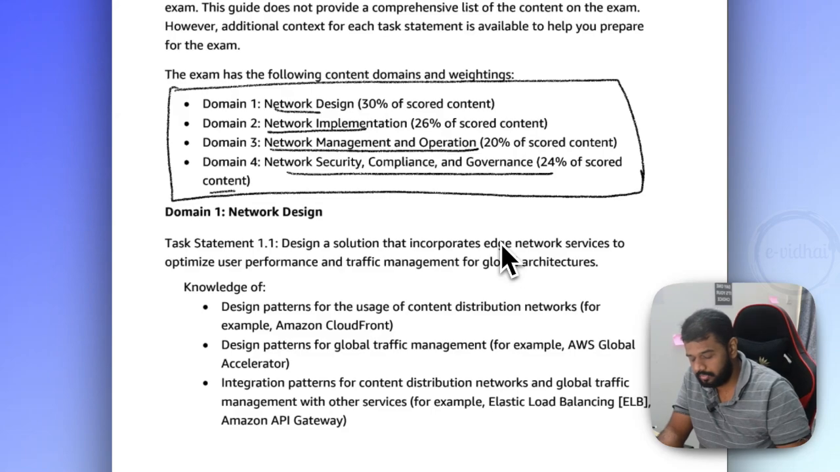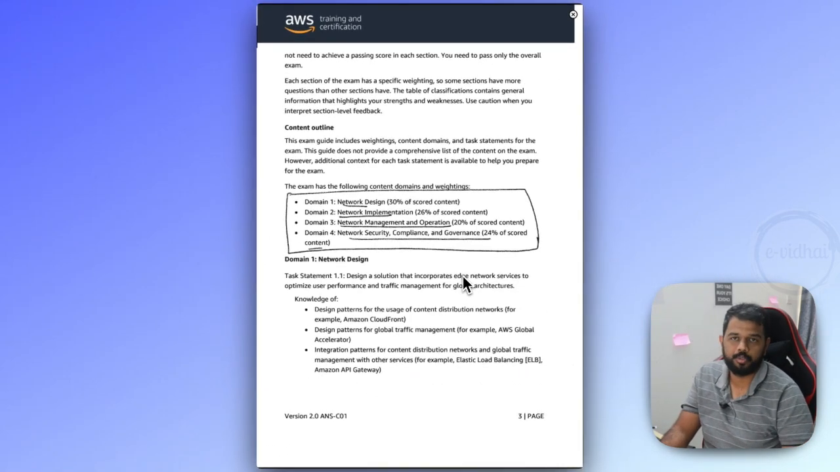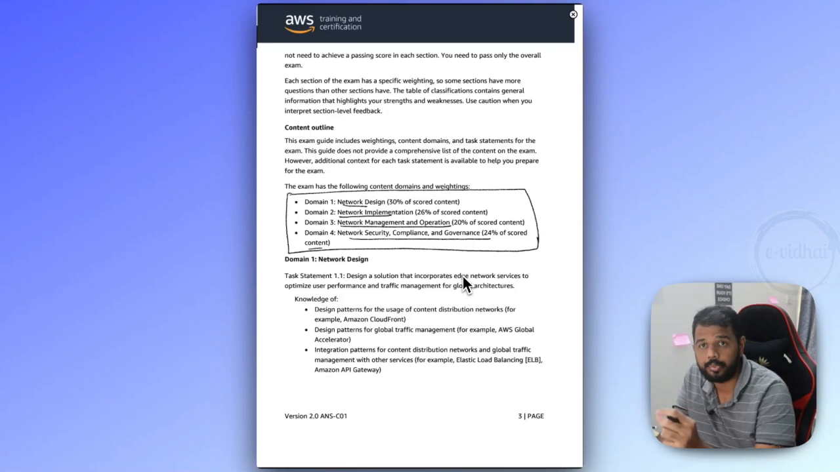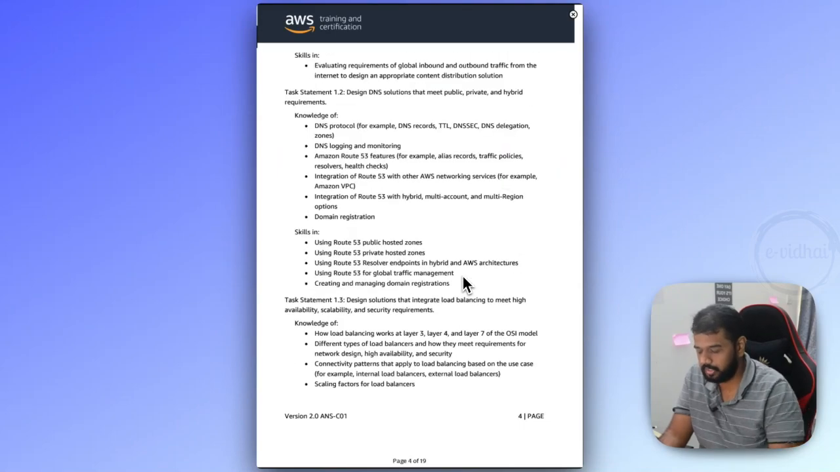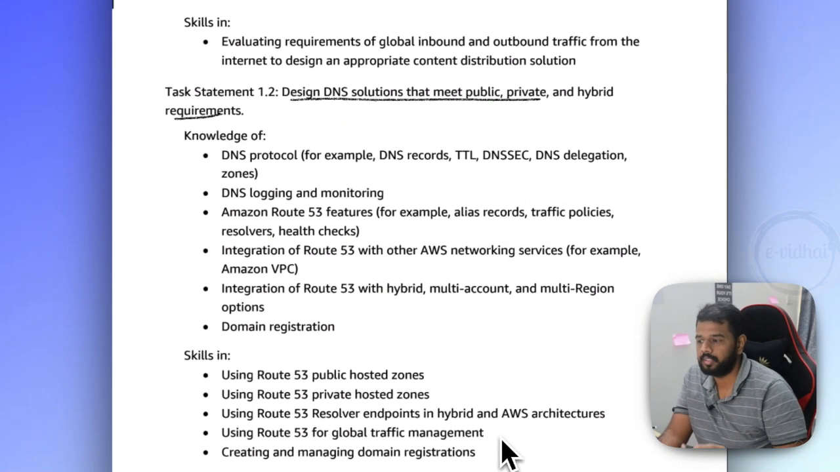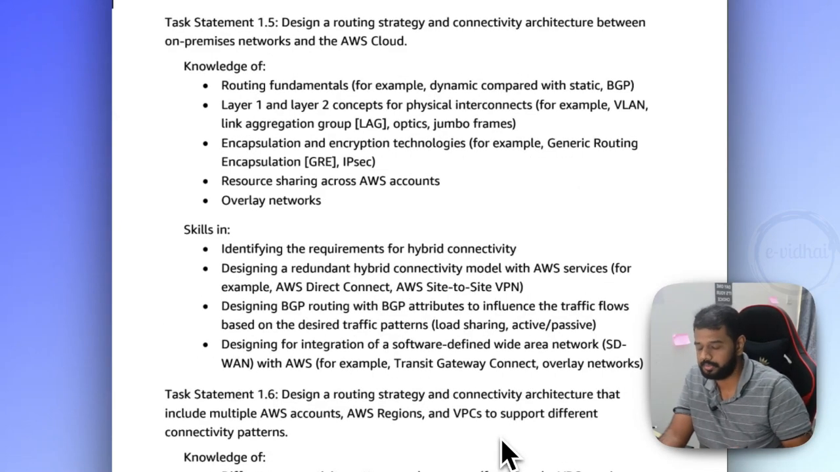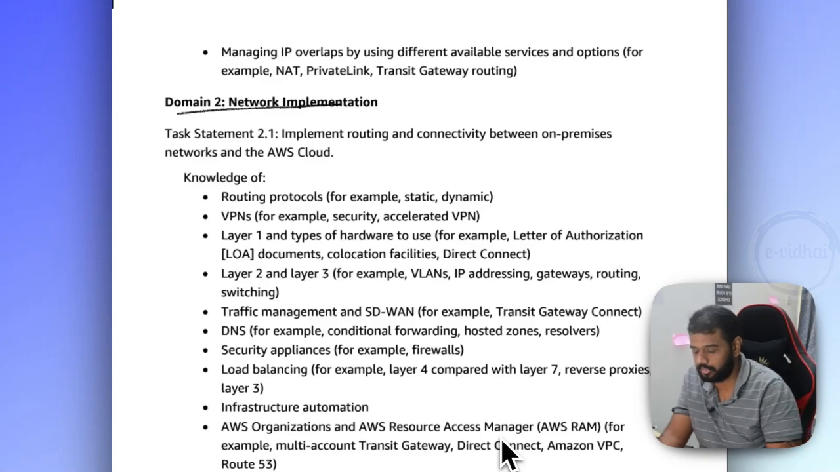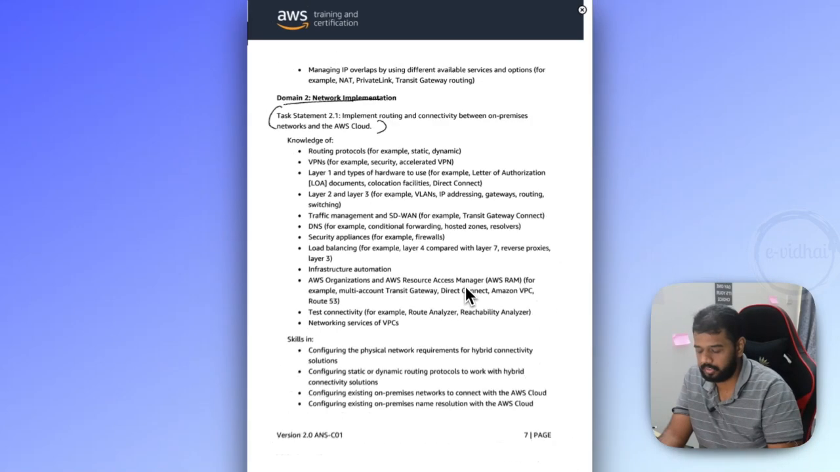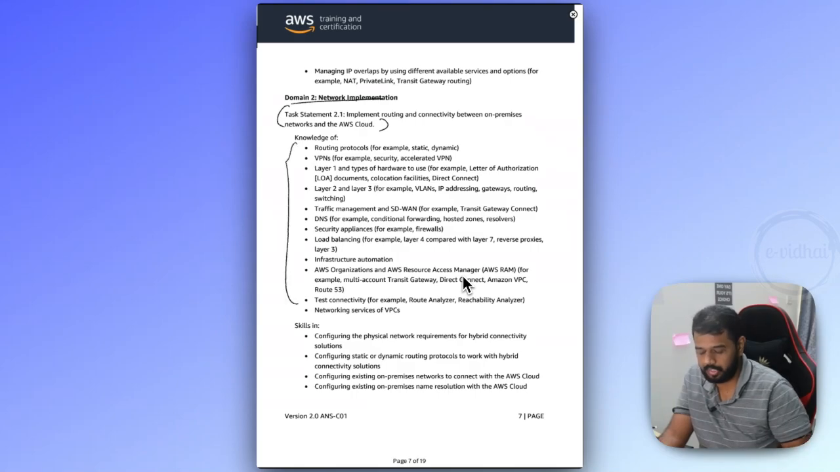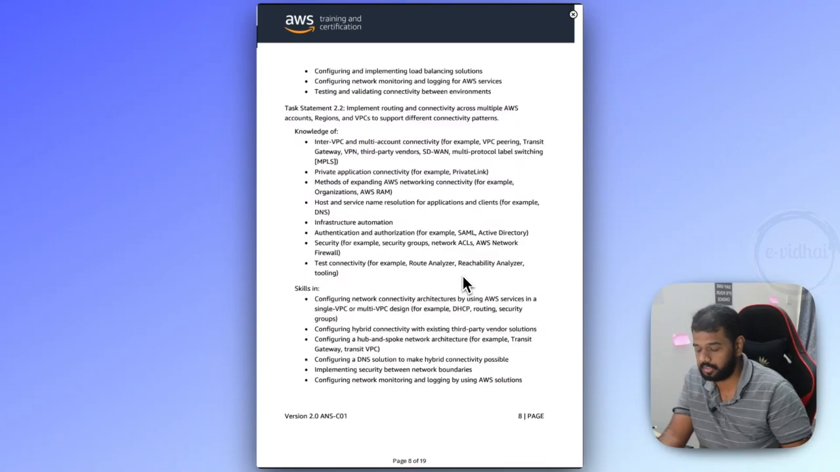If you scroll down further and go deeper into the guide, they give you a clear task-wise breakdown. When we say network design, they mention what knowledge you need as a prerequisite, and they also give the definition for each task. From domain one, they categorize tasks like designing a DNS solution. For each one, they give you the specific task you need to do and the skill set required. The same goes for network implementation: they give the task definition, the knowledge required for it, and the skills you would gain through it, and so on.